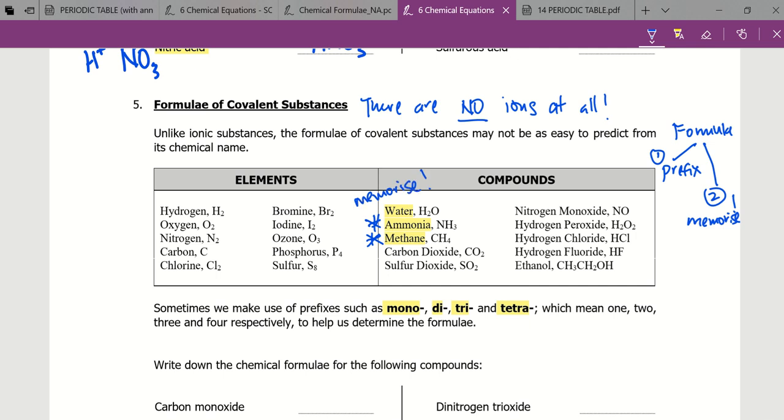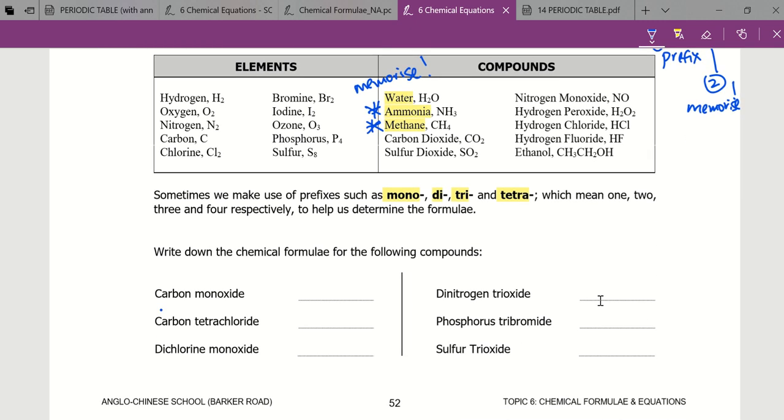Okay, how about the prefixes then? How can we make use of the prefix? For the prefix, mono means one, di means two, tri means three, and tetra means four. So this helps us to know how many of that atom is present inside the molecule.